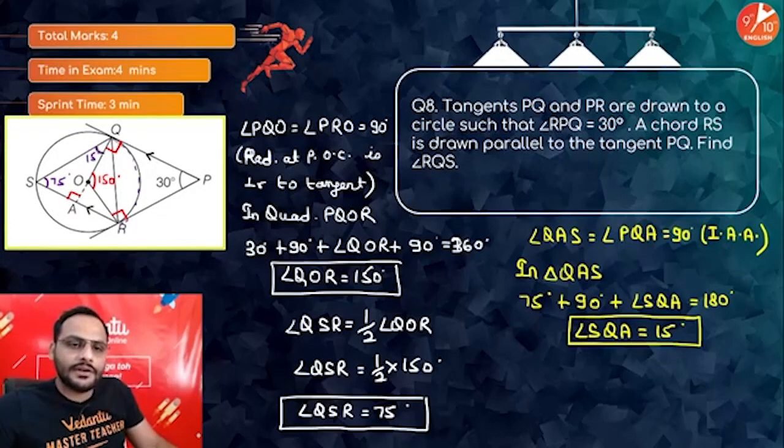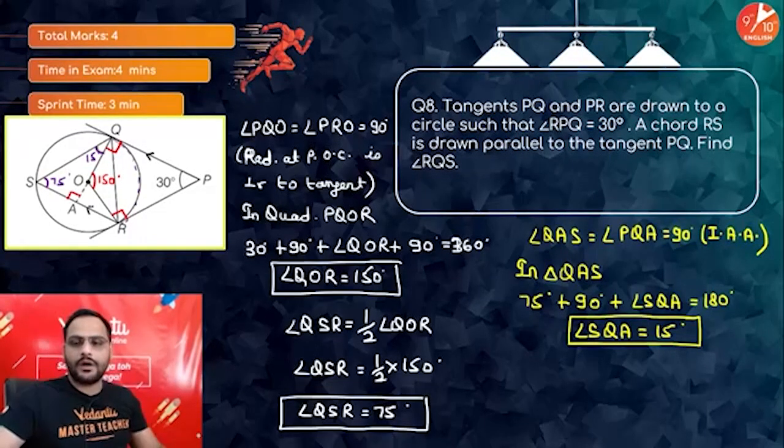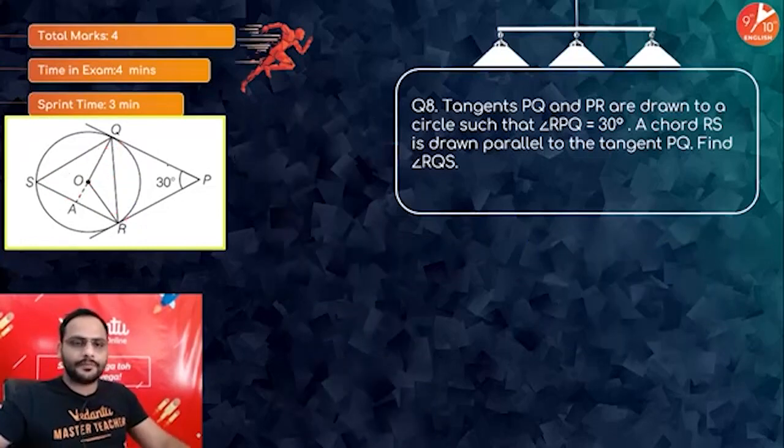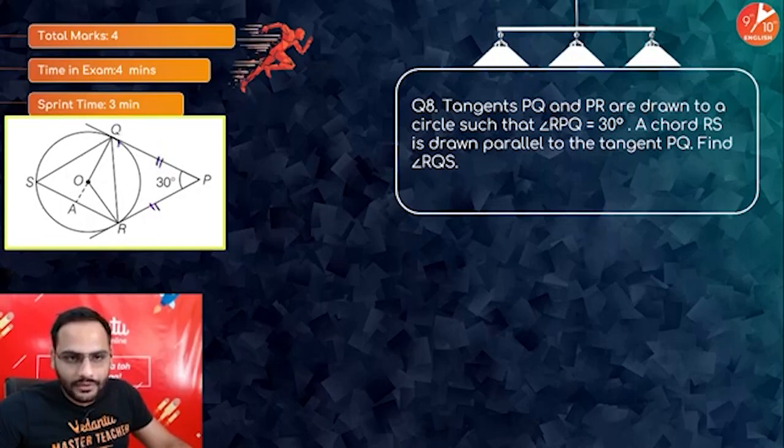If I get the value of this part, angle RQO also, then I'll be able to get everything very easily. Now how do I get the remaining part? Here I know this angle is 30. We know PQ is equal to PR. So let us find out the value of these two angles.